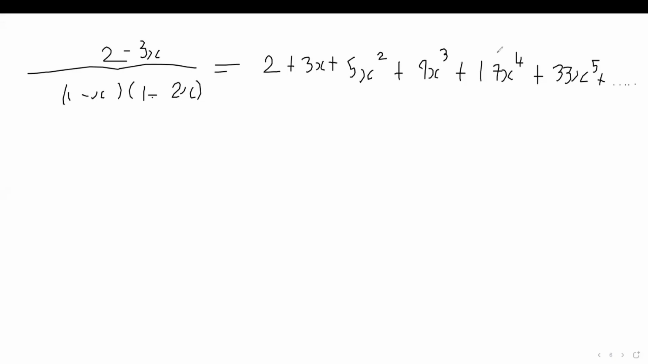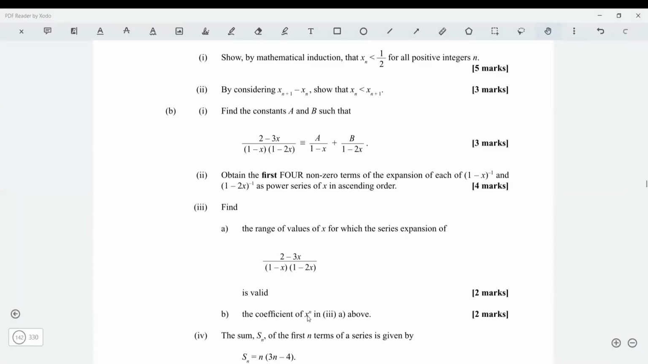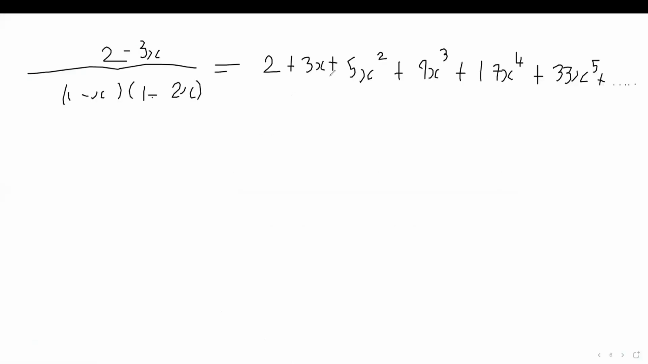So now we're just going to decipher what would be an expression for the coefficient of x to the n. We're going to decipher a formula for it. As you can see, we're following the sequence 2, 3, 5. We just want to find an expression for the nth term, and that's going to be the coefficient of x to the n. 2, 3, 5, 9, 17, 33. Let's decipher what this is now.